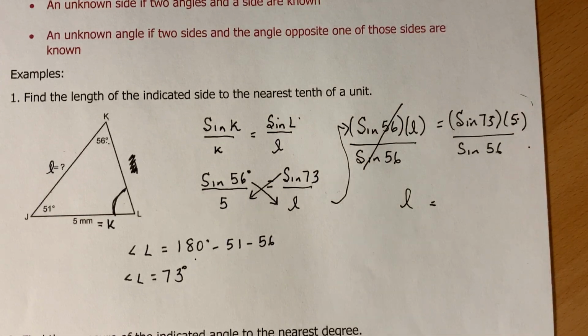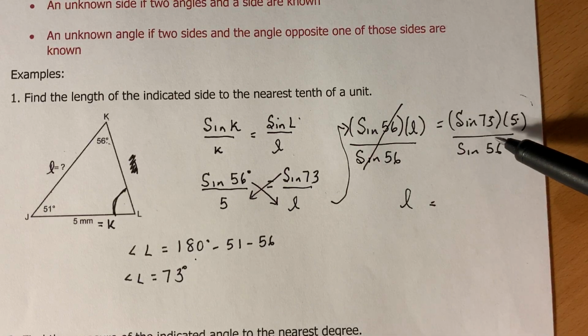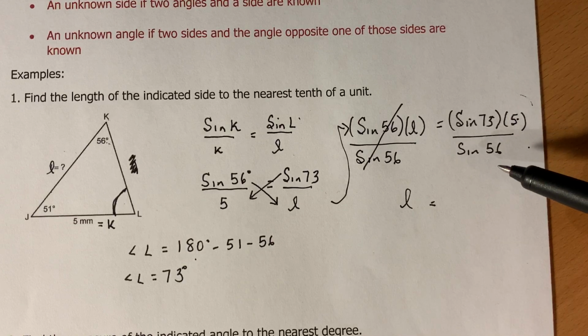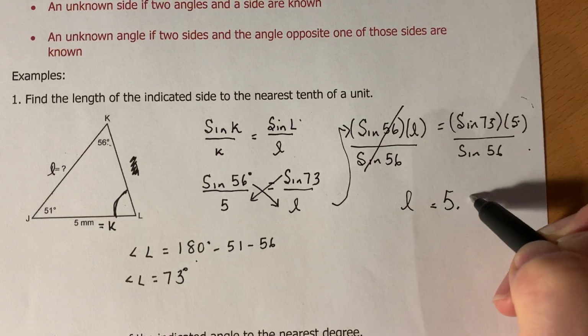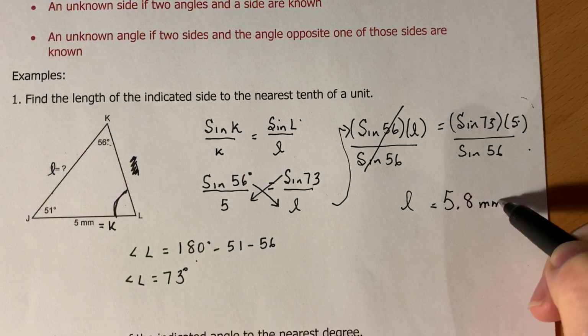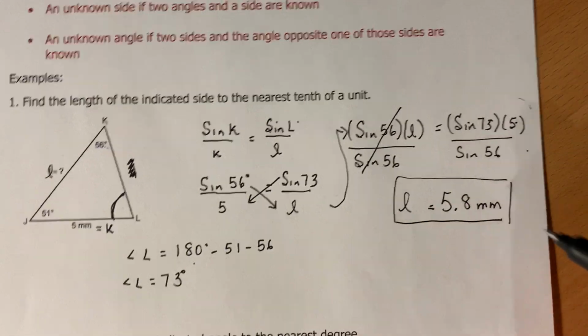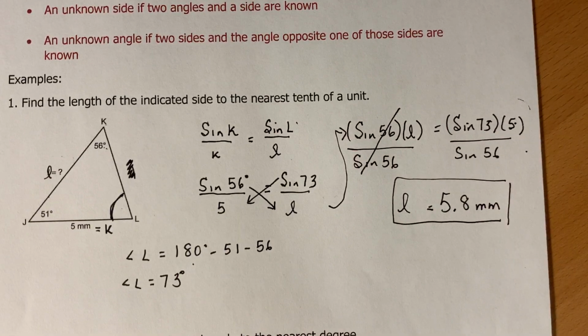And just like with the trig ratios, you must be in degree mode. Okay, and because I am not looking for an angle, I do not hit the second function key. I just hit the sine button. So sine 73, I'm going to multiply that by 5, and then I'm going to divide that by sine 56, and I get 5.8, and this is in millimeters. That's the units, and I did it to 1 decimal place. Okay, and that's how we find a side length using the sine law.